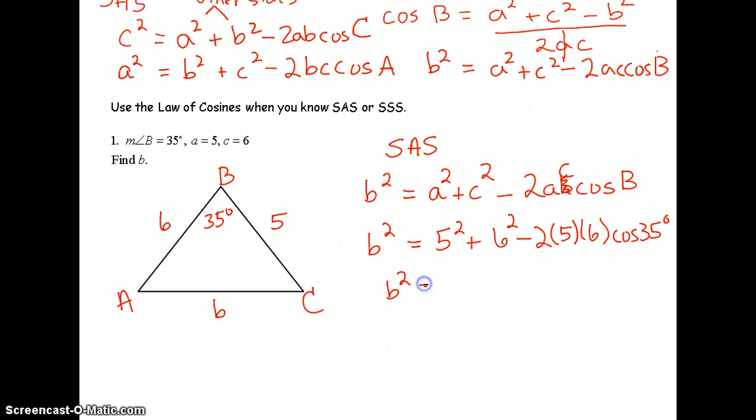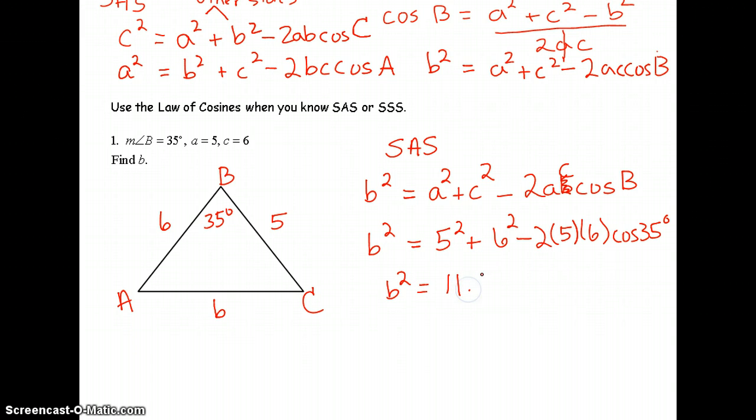So now to get my answer, I'm just going to plug all of that in my calculator. So I'm going to plug in 5 squared plus 6 squared minus 2 times 5 times 6 cosine of 35. Do I have to worry about what my mode is on my calculator? Yes, because I'm entering a cosine, right? And so I get 11.85087. So if I wanted to round at this point, I would round to 11.851.